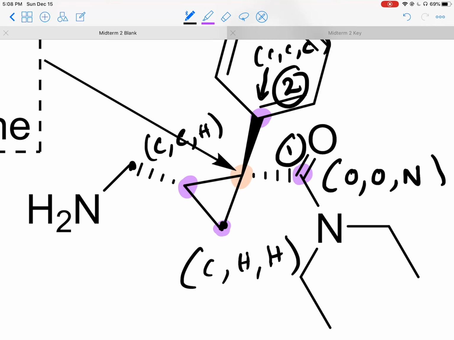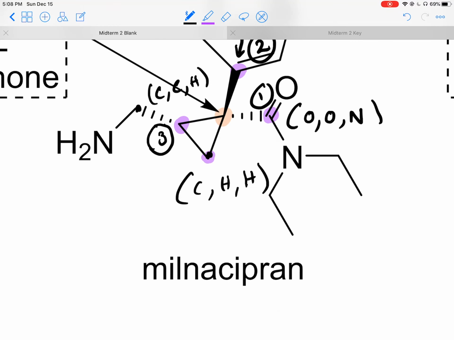This one over here is going to be number 3. It's connected to 2 carbons and a hydrogen. And this one over here is going to be number 4. It's connected to 1 carbon and 2 hydrogens. Okay?